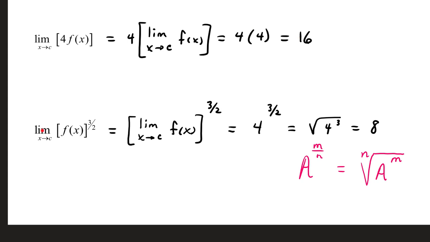And finally, the limit as x approaches c for our function raised to the 3/2 power, that's square root of our function cubed. We can take our limit of our function and also raise it to the 3/2 power. 4 to the 3/2 power is square root of 4 cubed. This property in red is how to translate back and forth from rational exponents to radical form. So long story short, square root of 4 is 2, cubed is 8.